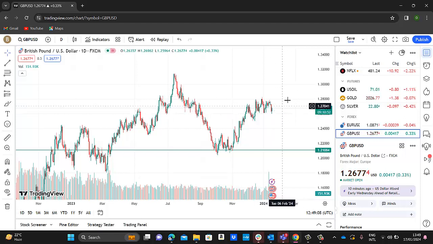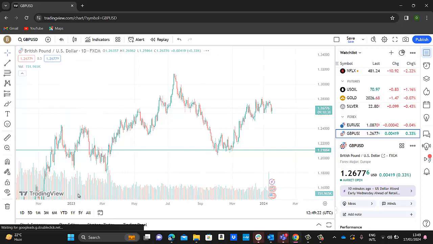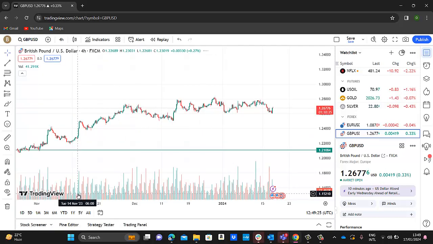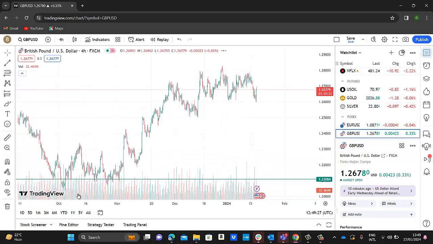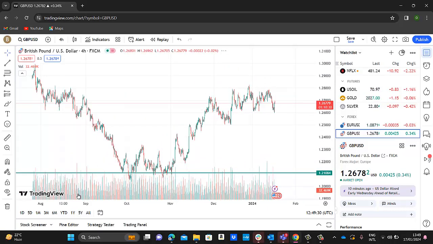So from this daily time frame, I think price should retest this region before it finally goes bullish. But then let's see what we have on the 4-hour time frame. On the 4-hour time frame, the thing is, the lower we go, the lower the time frame, the clearer it gets, right? Each time frame gives you more insight to your analysis.